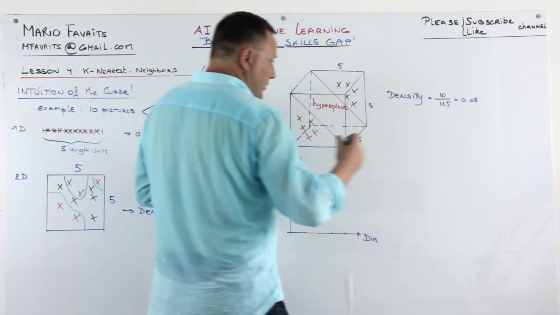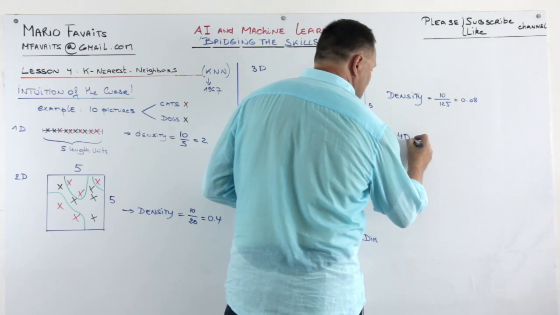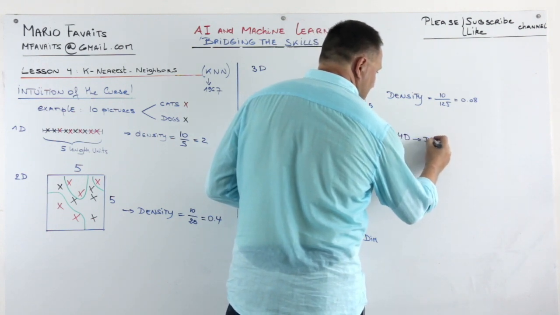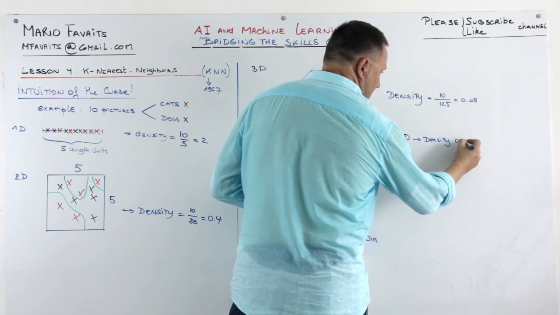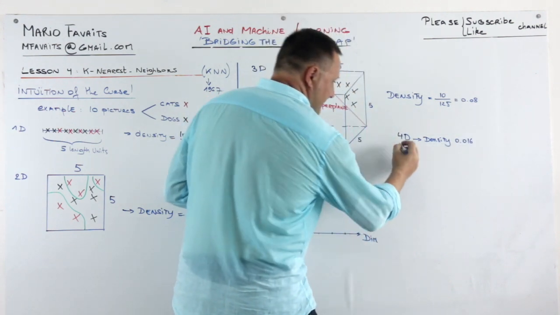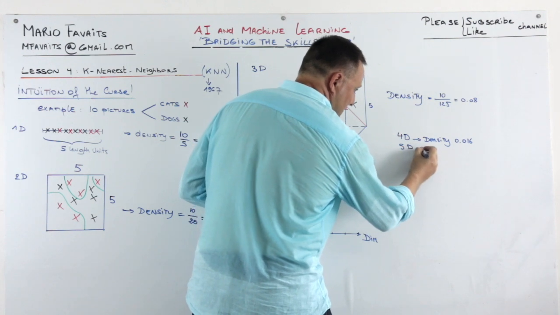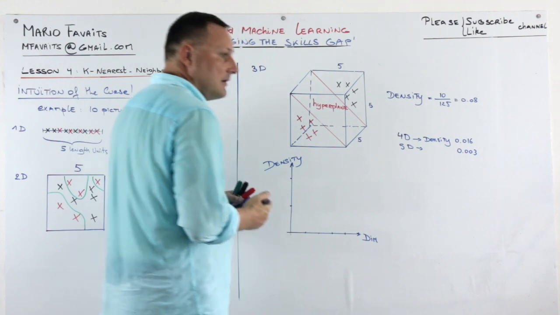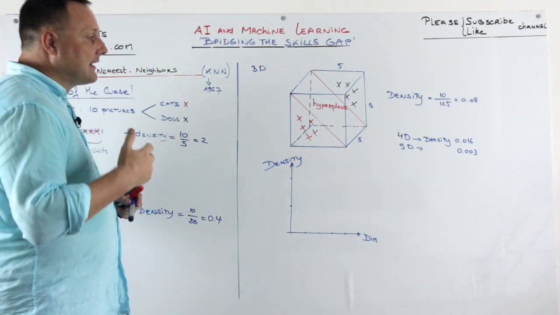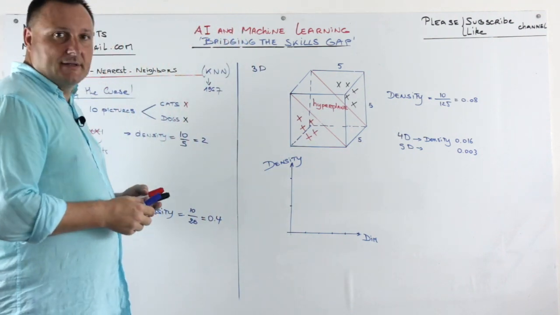Now, if we go 4-dimensional, your density will be 0.016. 5-dimensional, it's going to be 0.003. So you can see the higher the dimensions, the lower the density.